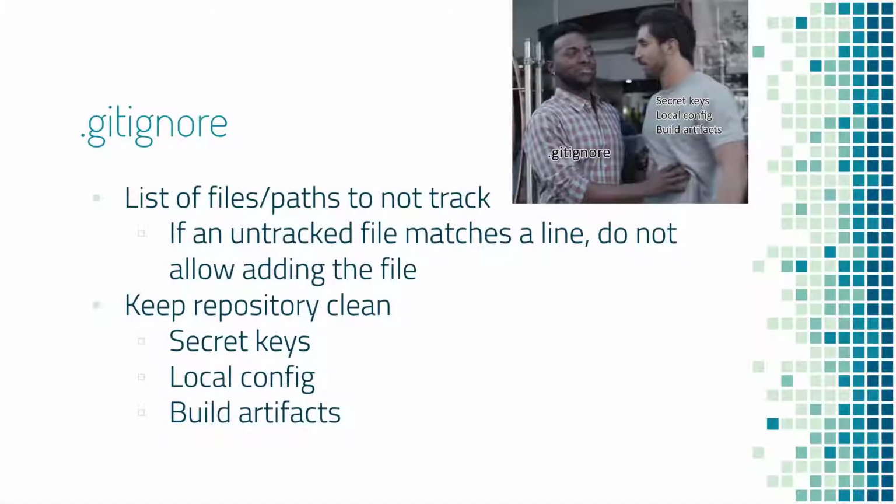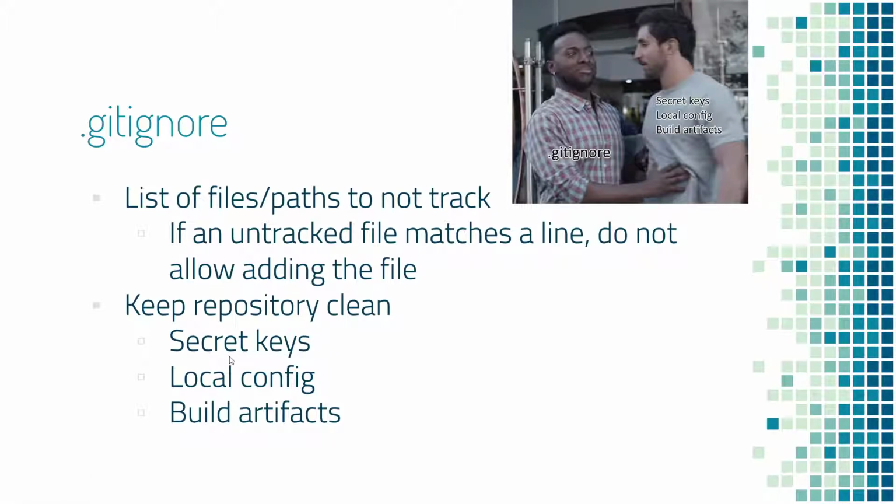I think this is the last feature that I'm going to go over for Git, the .gitignore file. The .gitignore file lists all of the different files and folders that you don't want to include in the repository. So if there's an untracked file, Git will first make sure that it isn't listed in the .gitignore file. If it is, you just can't add it to the repository. So this is a really useful feature for keeping your repository clean of a few things.